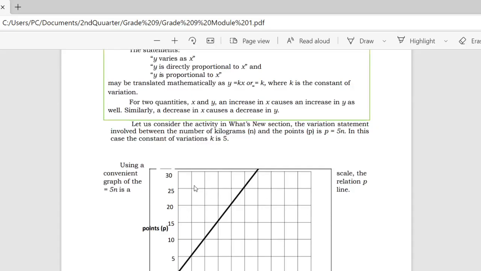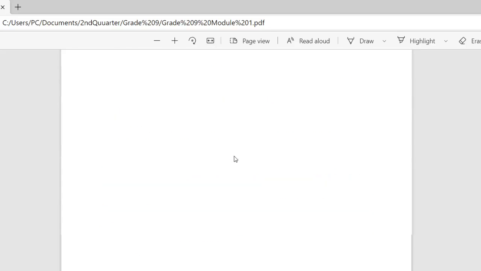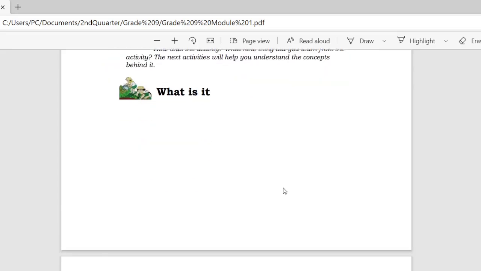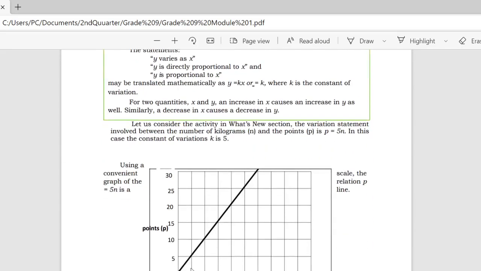Okay, here. If you're going to graph this one, when your n is 1, your p is 5. When your n is 2, your p is 10. So, dito yan. If you're going to graph it, this is your n, this is your p.